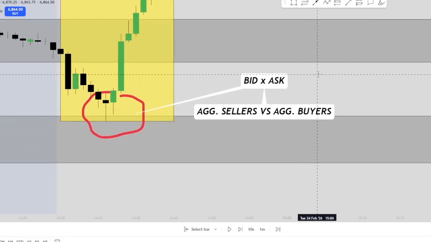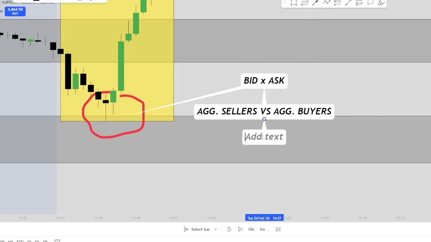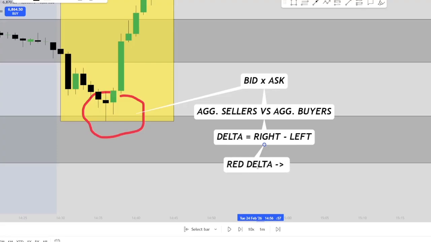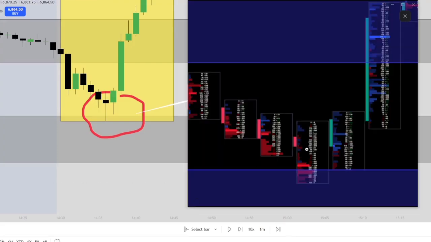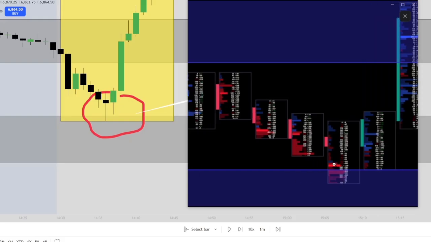Now, when you see aggressive sellers versus aggressive buyers, what happens is this, right? The footprint chart will give you something called the delta. Now, the delta is just the right number minus the left number. Now, more specifically, what we see here is a negative delta or a red delta, right? So what does the red delta translate to, right?